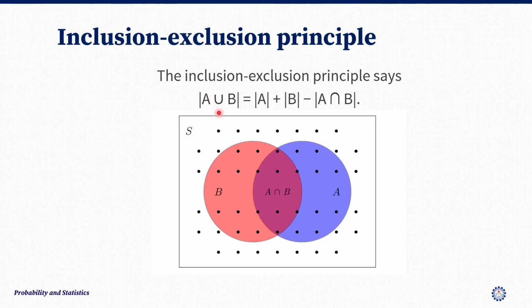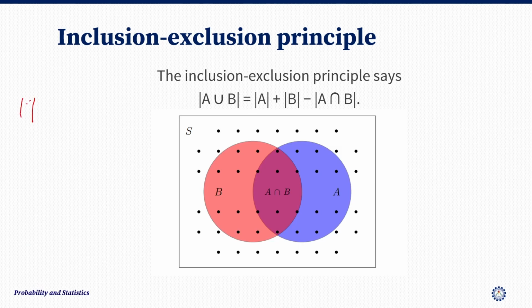In that way, we can get the cardinality of A union B. Okay, so that is the inclusion-exclusion principle. To present that in a formula, so that you can understand better, let me write that.